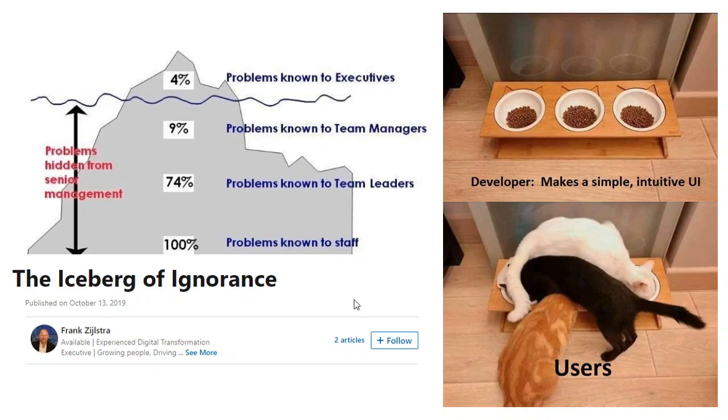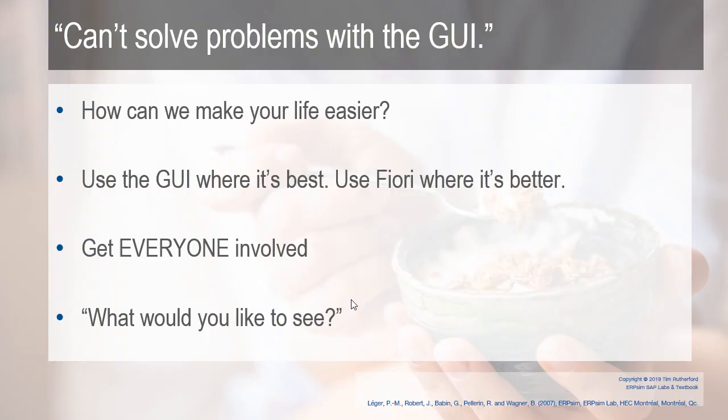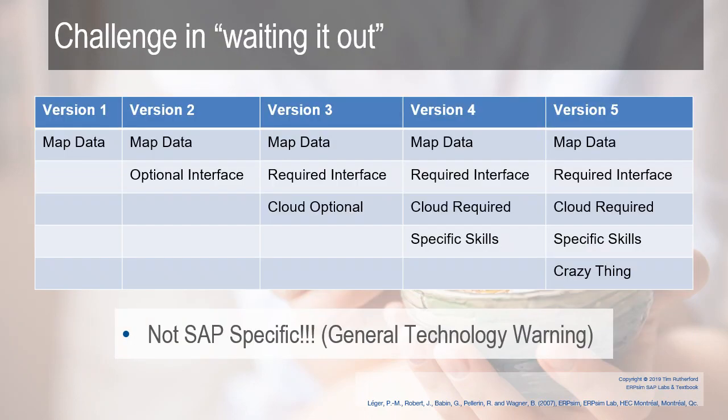Get them involved, and then you tell them, we can't solve these problems with the GUI. That's not an option. How can we make your life easier? Oh, it's not the GUI. We'll use the GUI where it's best. We'll use Fiori where it's better. Get people involved. What would you like to see? That takes a lot of time. It takes time as far as number of days and weeks and months, but also a lot of time going through and getting people involved. But once they're involved, they'll be more open to making the change to Fiori. They see the benefit of it.